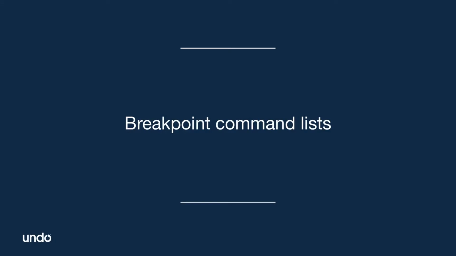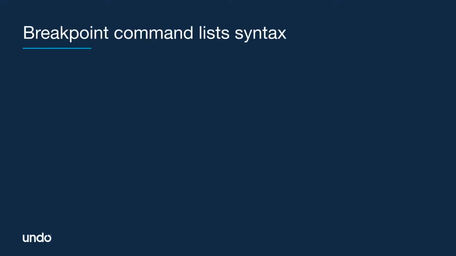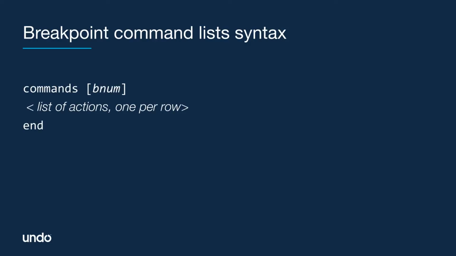In addition to setting breakpoints, UndoDB provides a feature called breakpoint command lists. This allows us to define lists of actions that are to be executed when a breakpoint is hit. The syntax for defining breakpoint command lists is commands followed by an optional breakpoint number to which it applies, a list of actions that terminates with the end keyword. When no argument is provided, commands refers to the last breakpoint or watchpoint set. If the most recent breakpoints were set with a single command, such as rbreak, then the command list will apply to all the breakpoints set by that command.